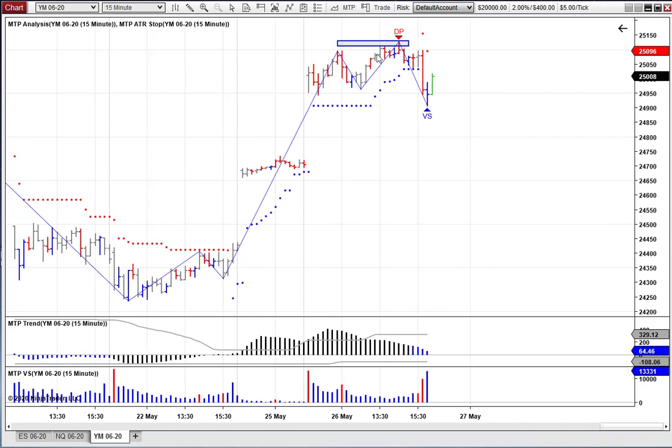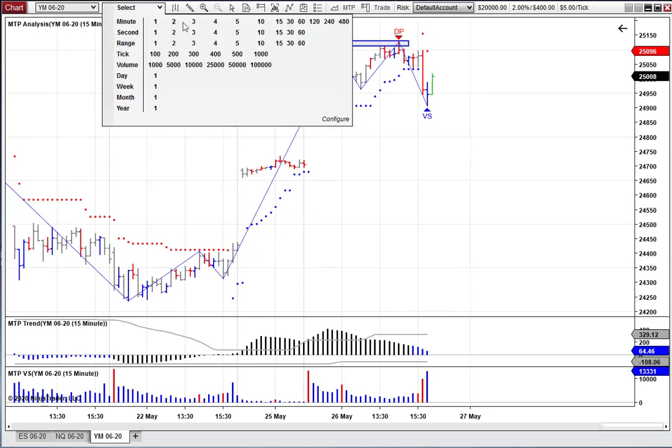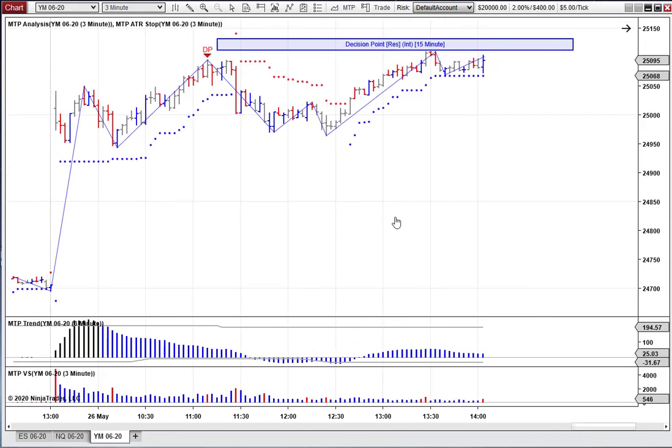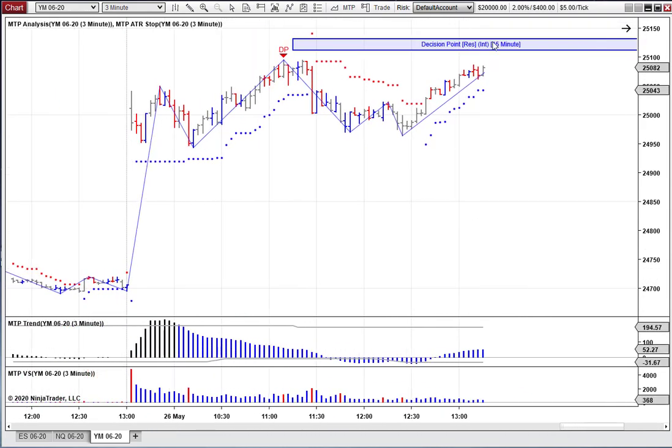So as we can see, it did indeed go up to that level, which actually made the high of the day. So when we come down onto our 3-minute chart, this is what it looks like. There's our higher time frame resistance zone. You can see it's on the chart in advance. Our MTP trend is blue to tell us that our large degree trend is still up. So let's see what happens as the market goes forward.